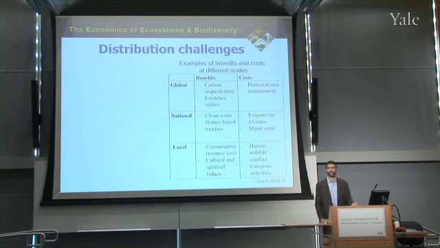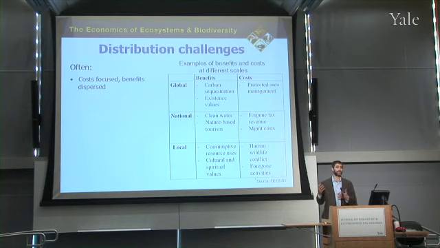And a couple of really important generalities can be drawn out of this. The first is that very often costs are focused while benefits are dispersed. The classic case, this would be carbon. A community or a government has to pay the opportunity cost of not using a forest for logging or for agriculture if they want to protect the carbon value. That's something that the global community benefits from.